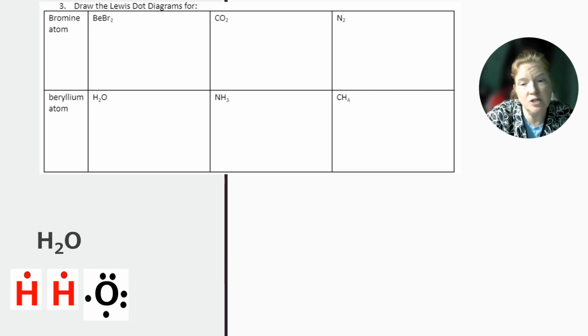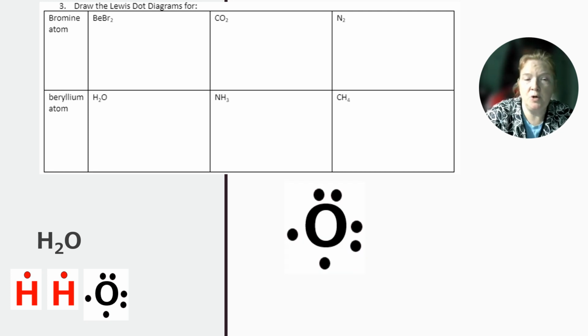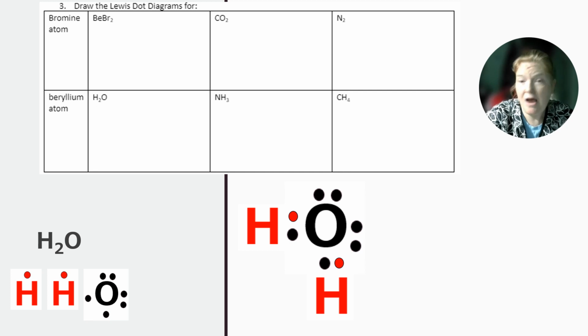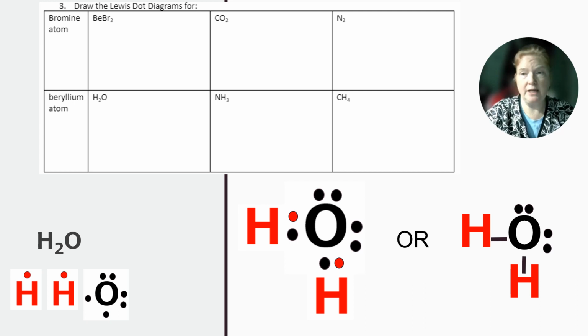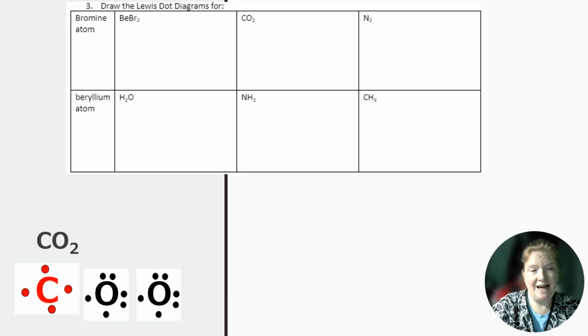All right, water. We have done this one a whole bunch of times, so you should know what this one looks like. So we start with oxygen and we plug a hydrogen in each of those spots. Why? All of the electrons have to end up being paired. Now, I could draw it like this with lines. Both are acceptable.